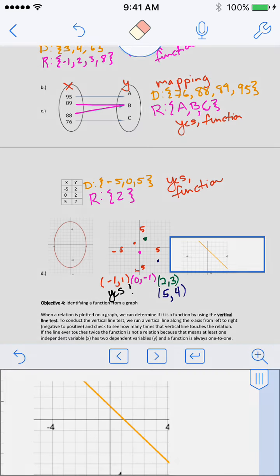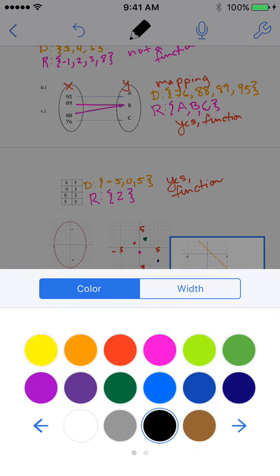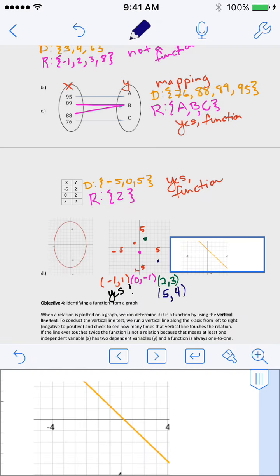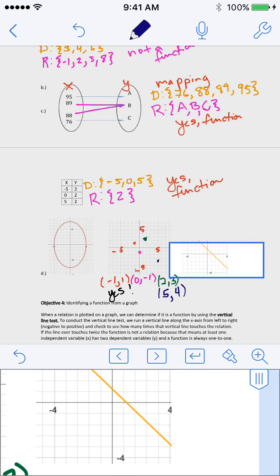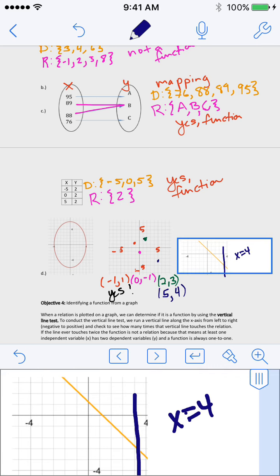What instead we can think about is whether we see anywhere on the graph that hits a certain x twice. So let's take a look real closely. If I were to draw a vertical line, because that would be the line x equals something, right here it would be the line x equals 4. So this blue line is x equals 4.